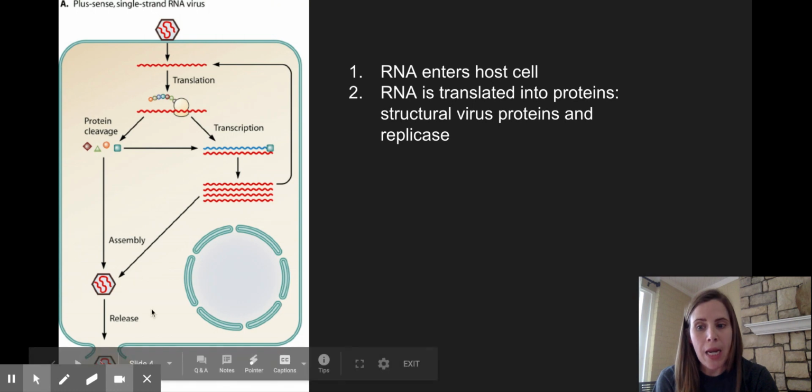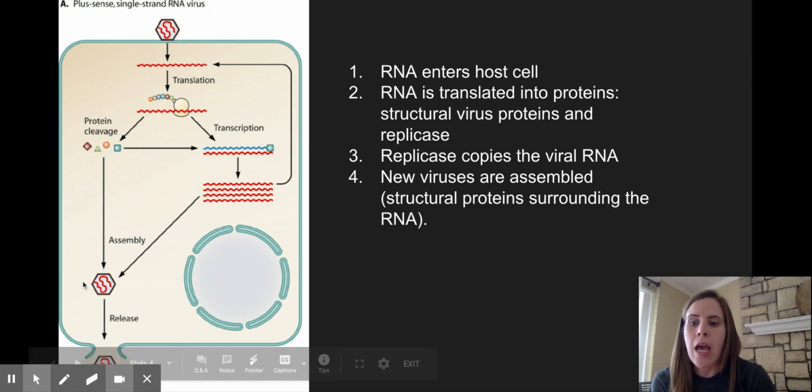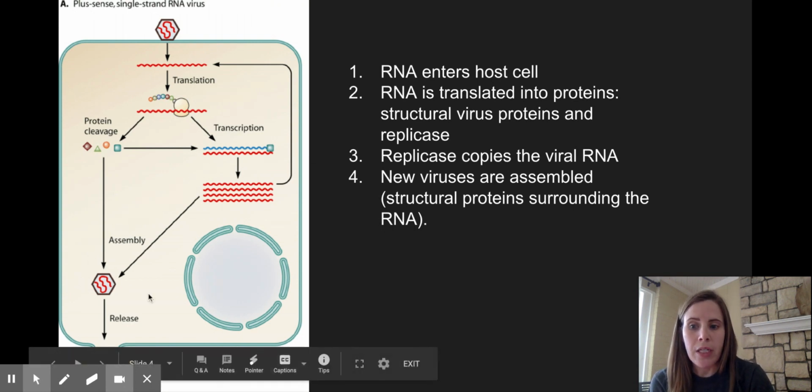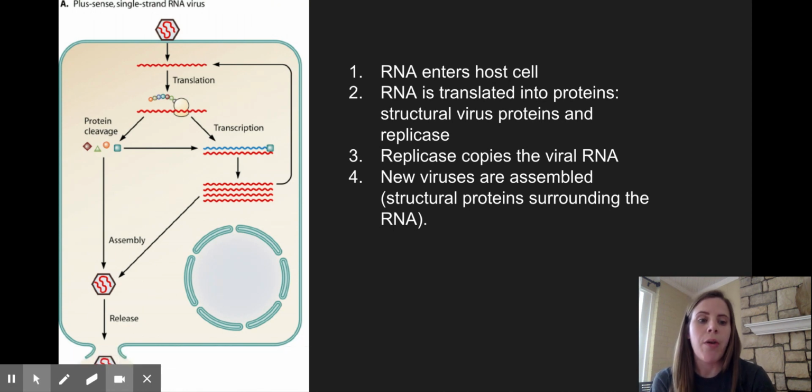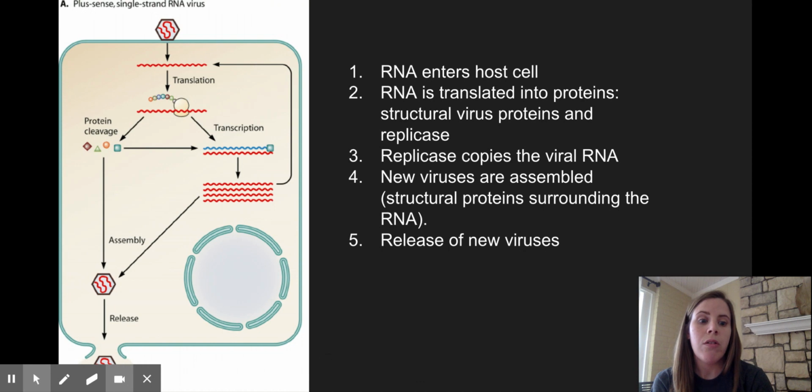Because what is happening here in this cell, let me click through here, sorry. What is happening here is that little viruses, a bunch of them, are going to get assembled. And in order to do that, you have to have the nucleic acid and then the capsid, the little protein around the outside of it. And then they're going to get released to go infect new cells in the same body.